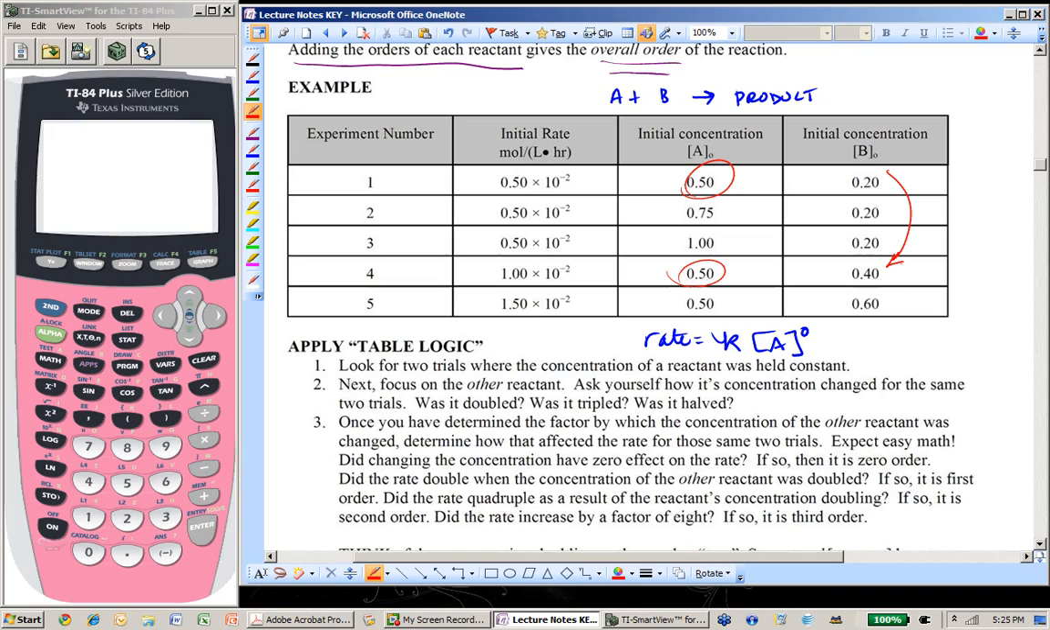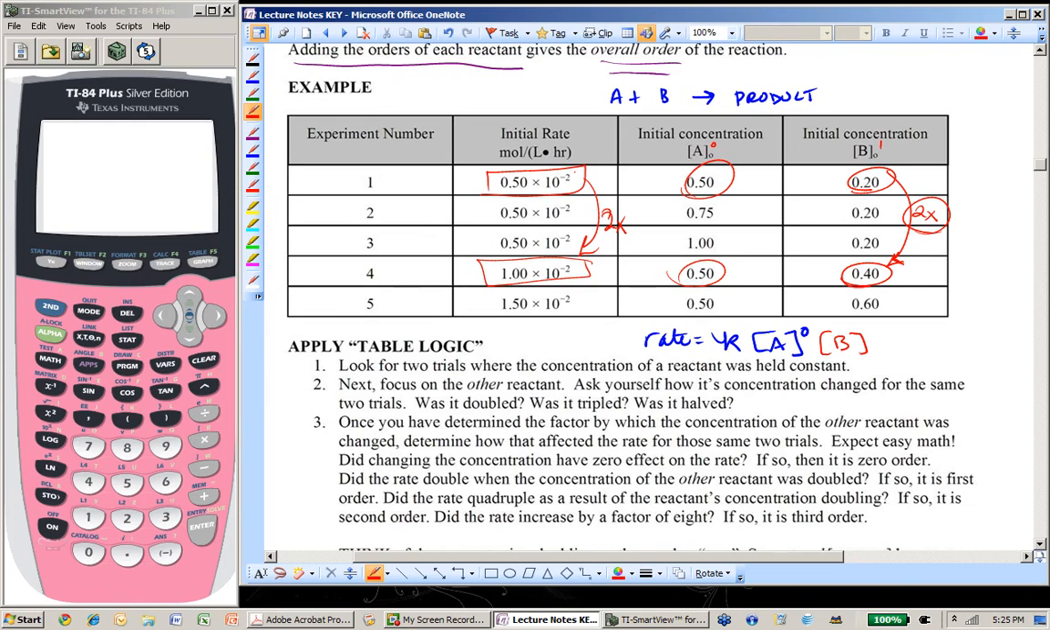I'm happy. Hold A constant, double the concentration of B from 0.20 to 0.40. What did the rate do as a result of that? I'm asking myself, what is the change here? This was doubling. Got it. 0.2 to 0.4. That's doubling. What happened here? 0.5 doubled to 1.0. It also doubled. So that means this is first order. We'd already figured out it was 0 order with A. So it is first order with B.